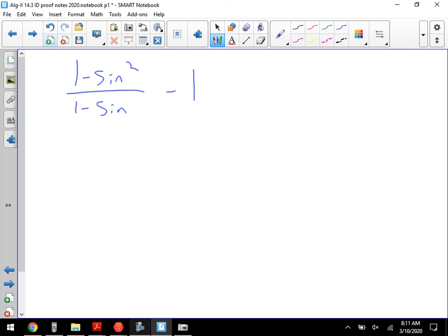What in the world do you do now? It is a trig identity, you're right. You do the fraction before. You're right, but if you look at it, you get cosine squared over 1 minus sine minus 1.